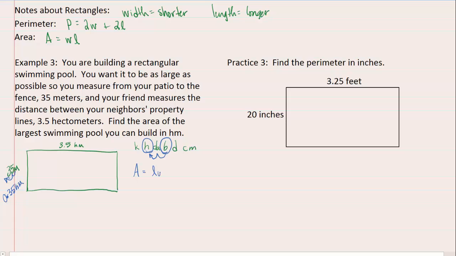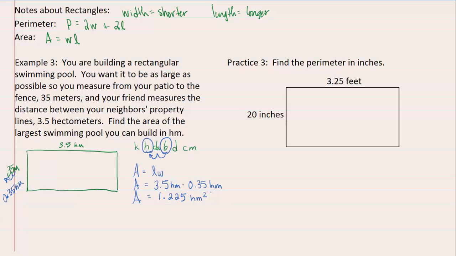Area equals length times width, or width times length. It does not matter the order in which you write these. So that means that our area equals 3.5 hectometers times 0.35 hectometers. 3.5 times 0.35 will give us a value of 1.225 hectometers, and since hectometers times hectometers will give us hectometers squared, that means our final area will be 1.225 hectometers squared.